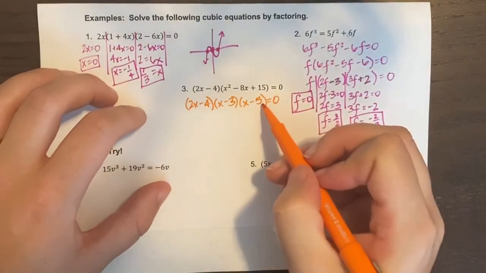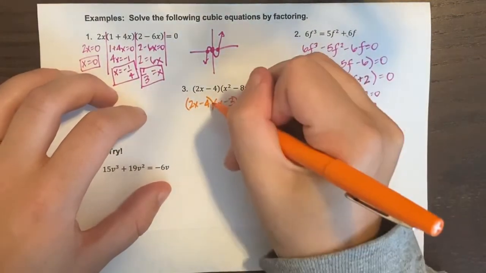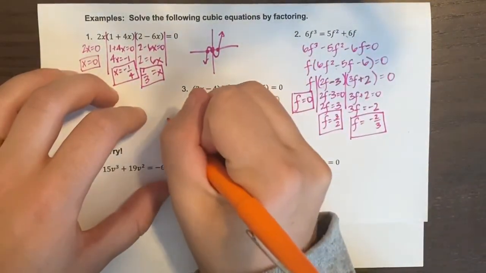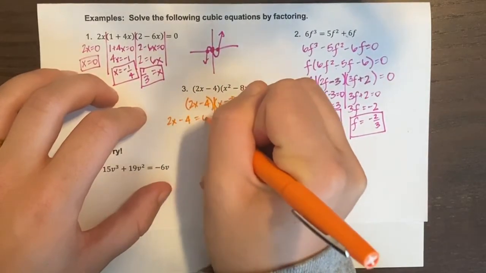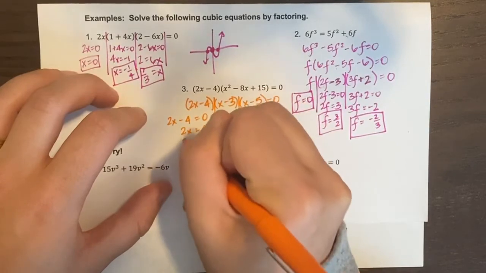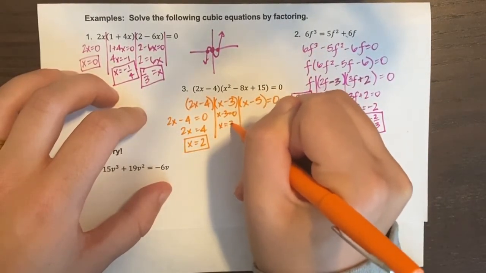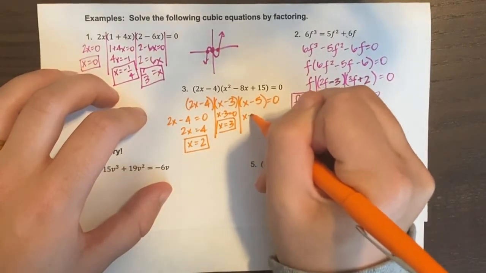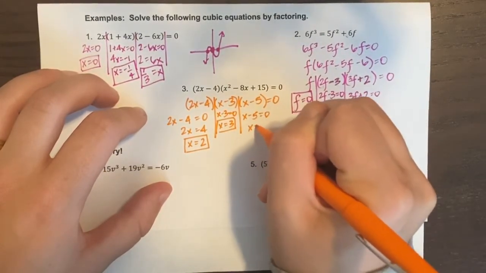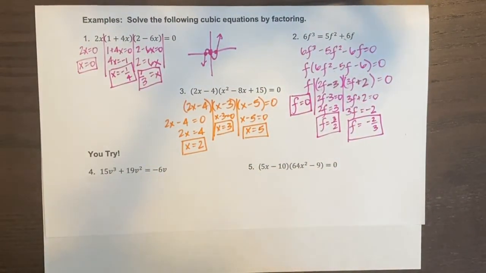Okay, because negative 3 and negative 5 are two numbers that multiply to equal 15 and add to equal negative 8. So if I set all 3 of these equal to 0, then 2x equals 4, so x equals 2. If x minus 3 equals 0, then x equals 3. And if x minus 5 equals 0, then x equals 5. There you go. All right, that's how you factor cubic functions, so not too different from quadratics.